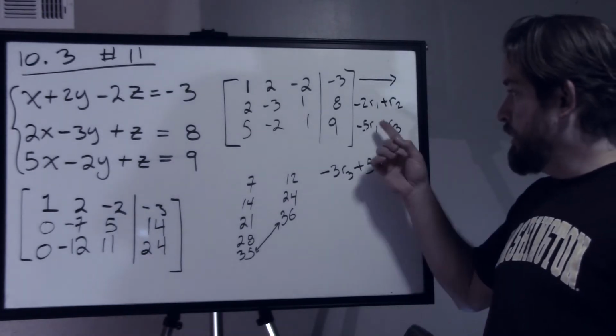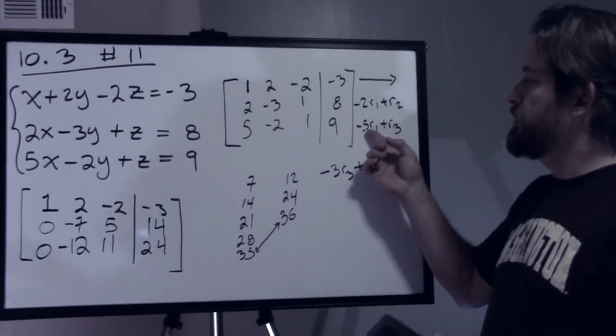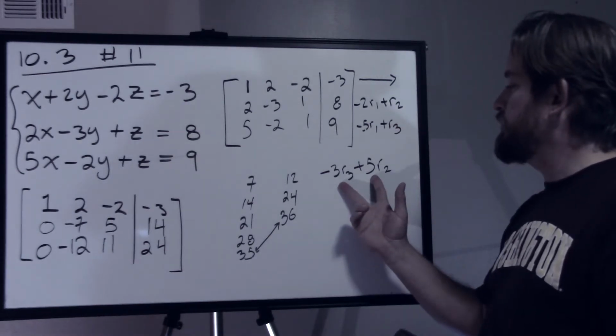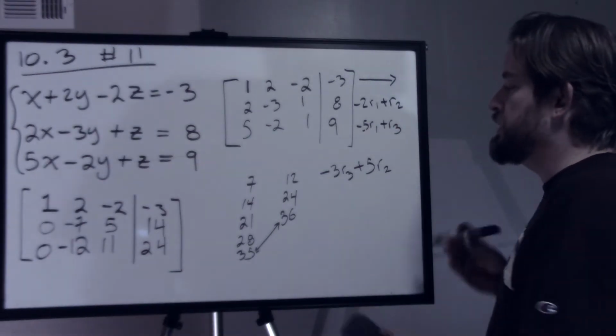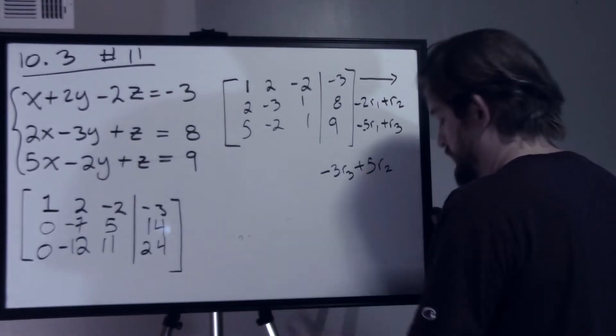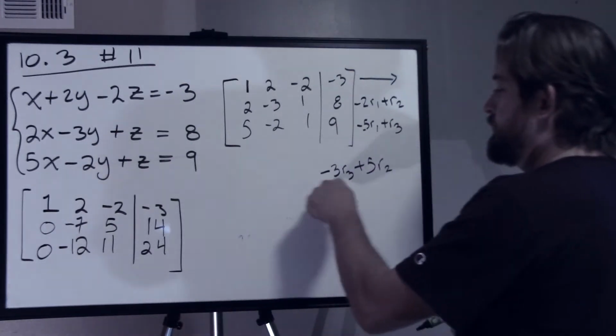This is a little more complicated than what I did up here. Here I multiplied a row by a number and then just added the number that was in the other row. Here I have to multiply both. It might get a little confusing. So I'm going to do this out. I'm just going to take and write -3 row 3.